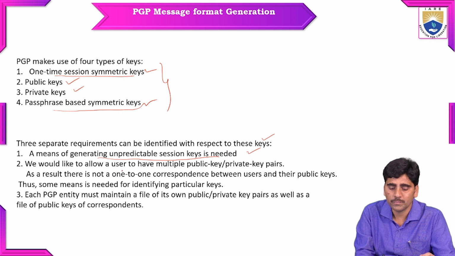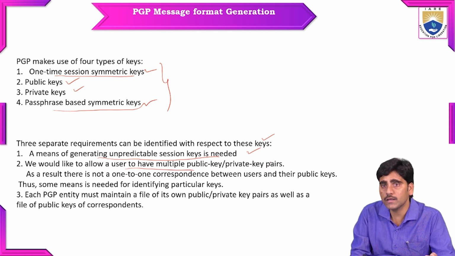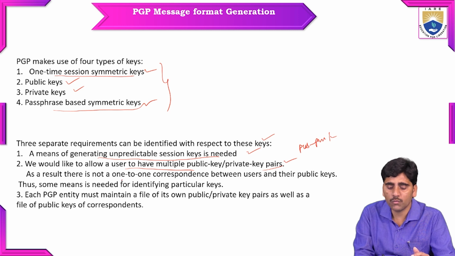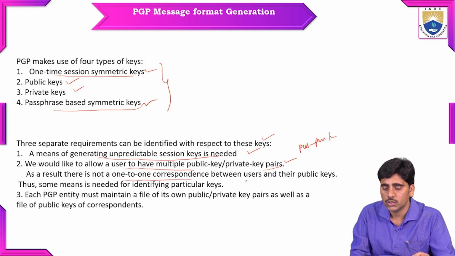The second requirement: we would like to allow a user to have multiple public key or private key pairs. So maintaining the key pairs has to be done. As a result, there is not a one-to-one correspondence between users and their public keys. So some means is needed for identifying particular keys.